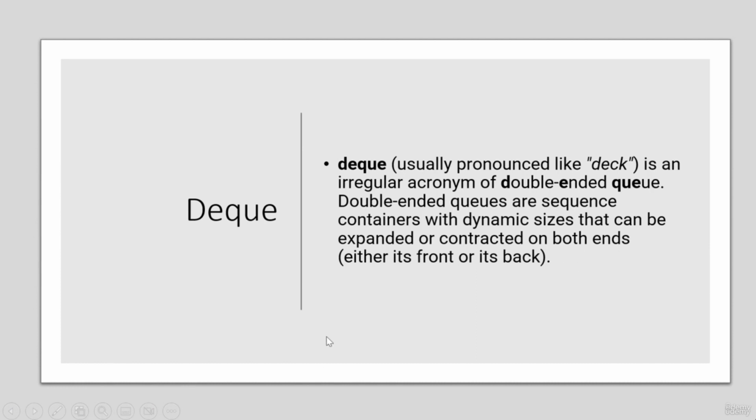What is a deque? A deque is a double-ended queue. Using a deque, you can take inputs from both sides, so basically it works both ways. Using the deque, you can expand or contract on both ends, either its front or its back.